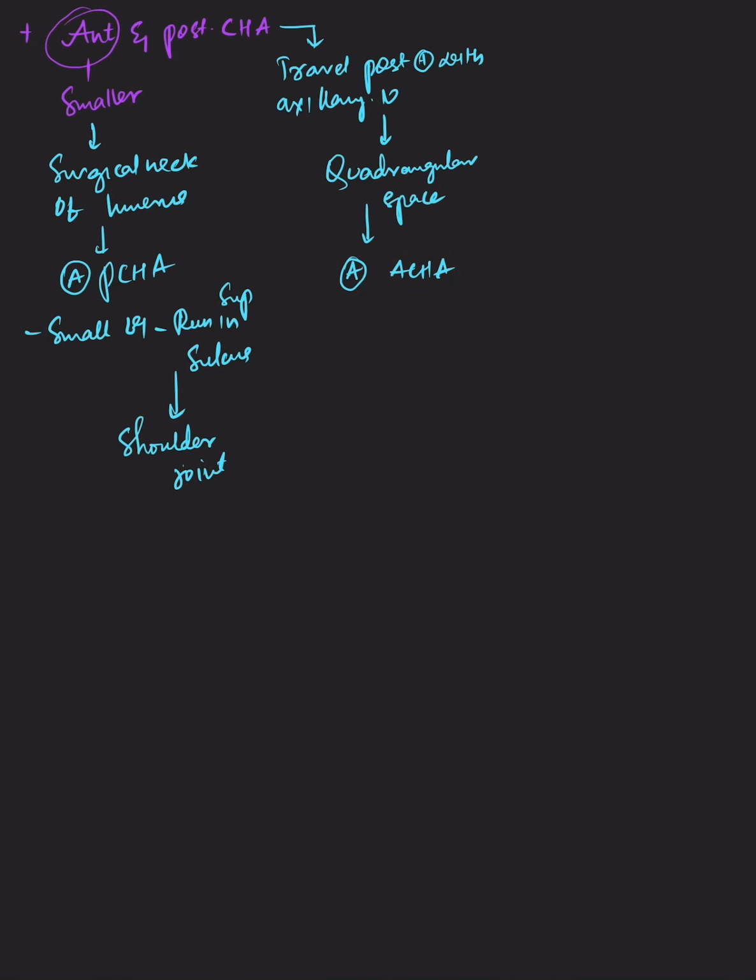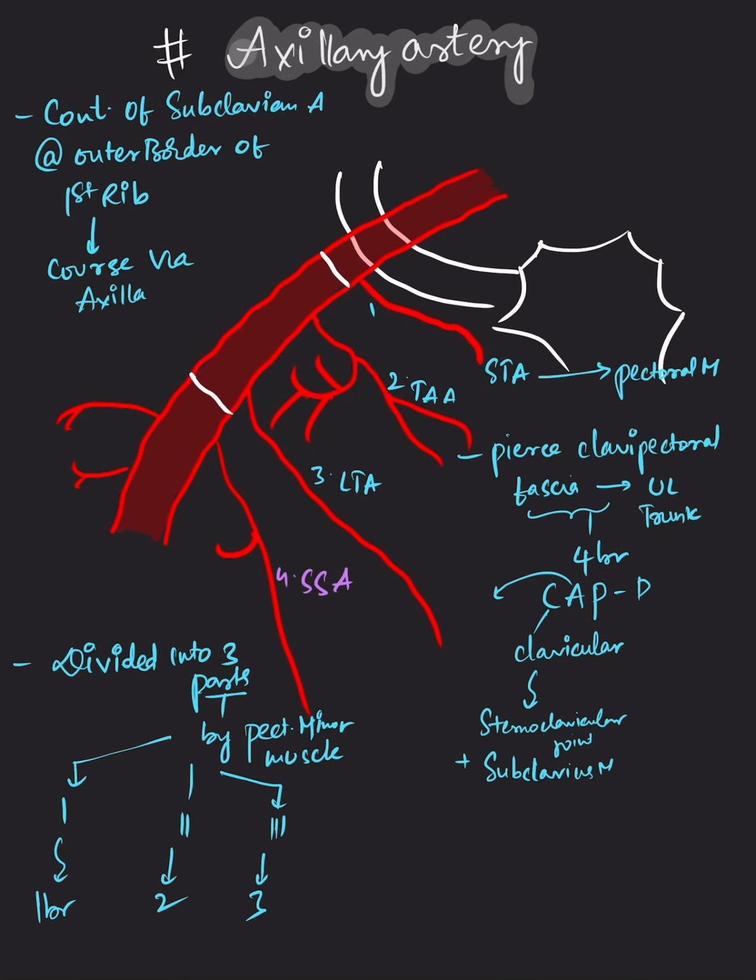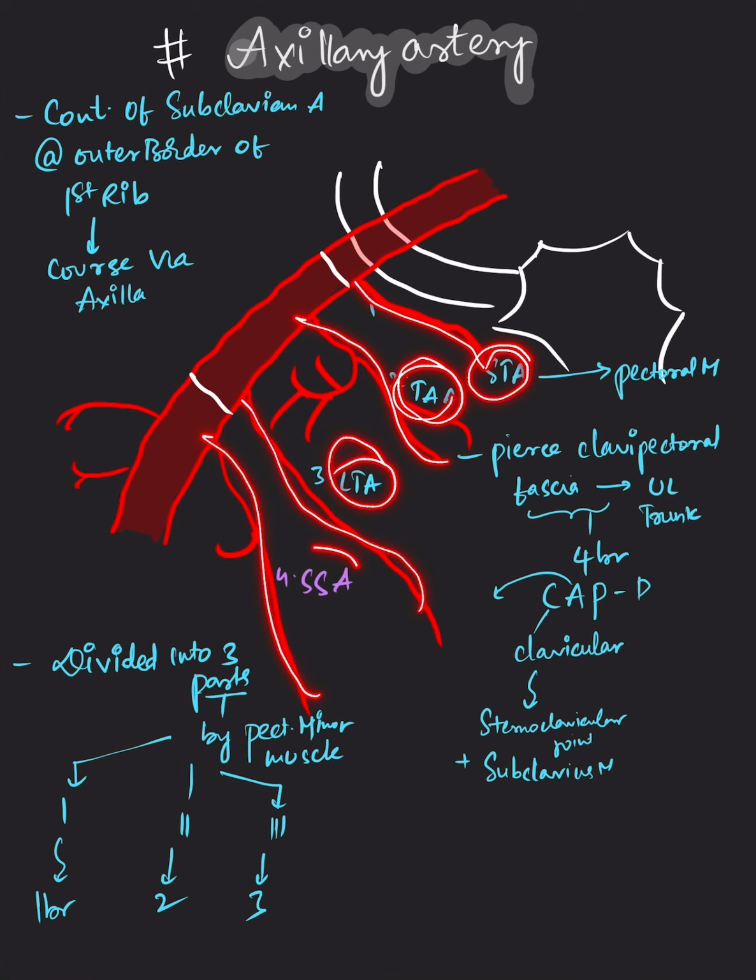So this is all about the axillary artery, its course, its distribution, its branches. The first one, superior thoracic artery; second is the thoracoacromial artery; third is the lateral thoracic artery; fourth is the subscapular artery; and this is the anterior circumflex humeral artery, and this is the posterior circumflex humeral artery.